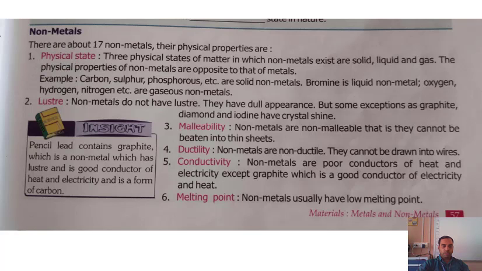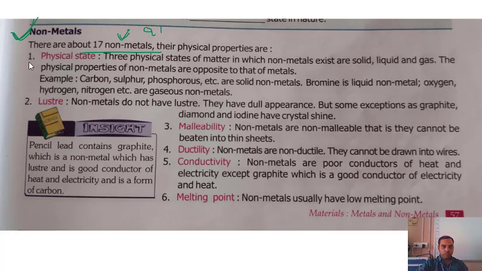Now this is all about metals, and let us come to non-metals. Non-metals are approximately the opposite of metals. What are the characteristics of metals? Non-metals show the opposite characteristics of metals. Let us see. There are about 17 non-metals. There were about 91 metals, but the number of non-metals is 17.